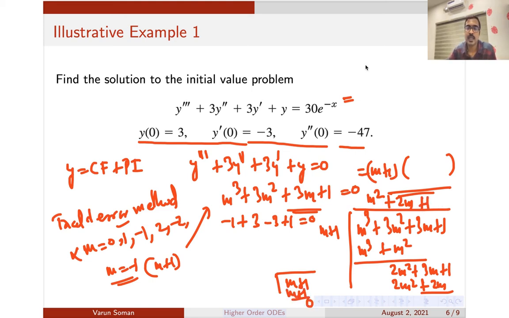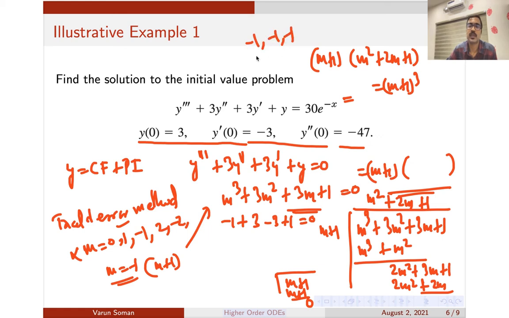That means this could be written now as m plus 1 into m square plus 2m plus 1. That is simply m plus 1 the whole cube. That means the roots are simply minus 1, minus 1, minus 1, three times.